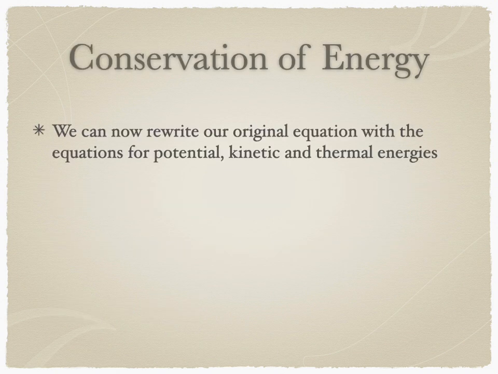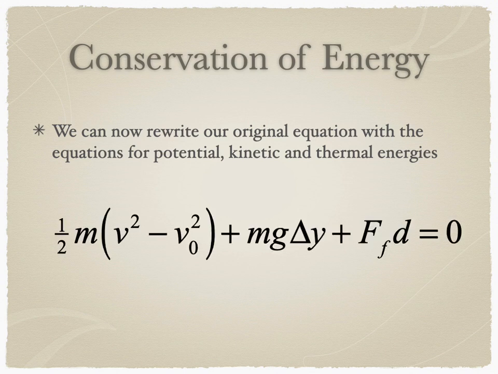We can now rewrite our original equation for our potential, kinetic and thermal energies along with our actual individual equations for kinetic, gravitational potential, and thermal energy. So we have 1/2 m (v squared minus v naught squared) plus mg change in y plus our force of friction times our distance. And that equals 0. So we'll utilize this to do a couple examples.